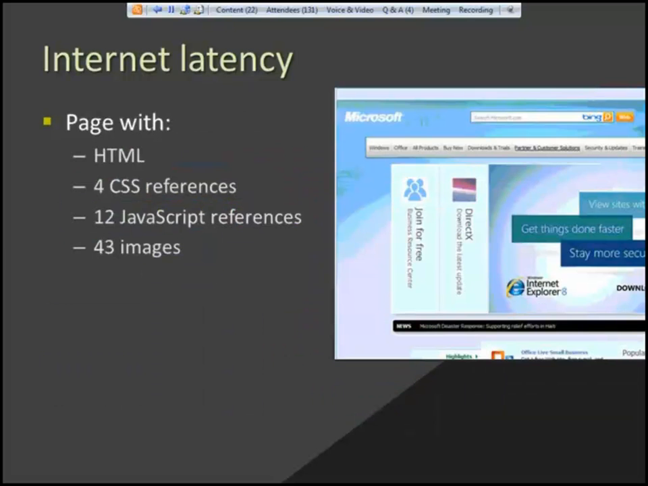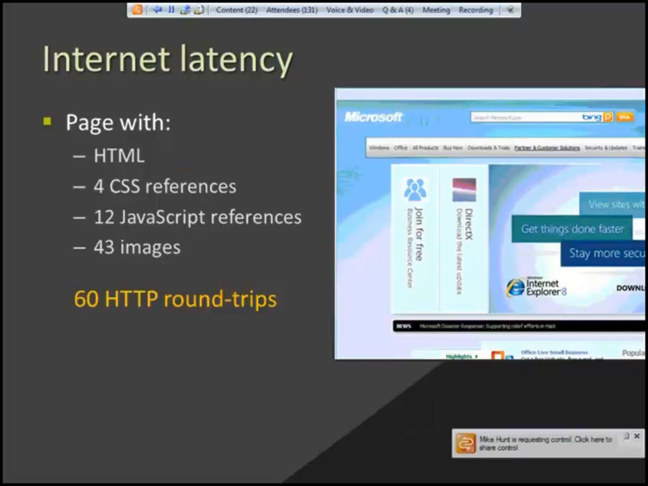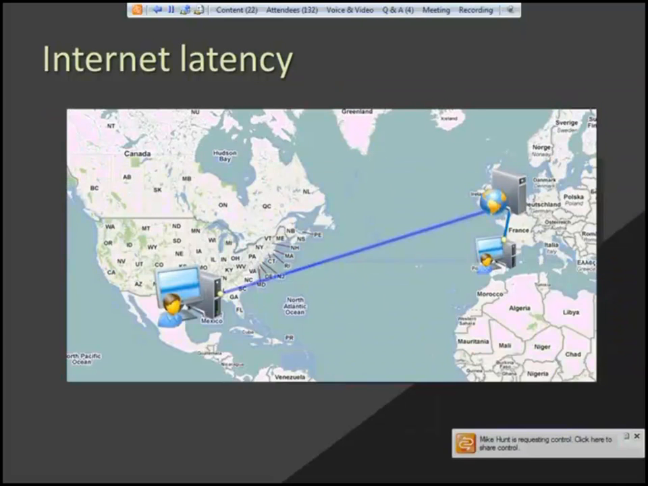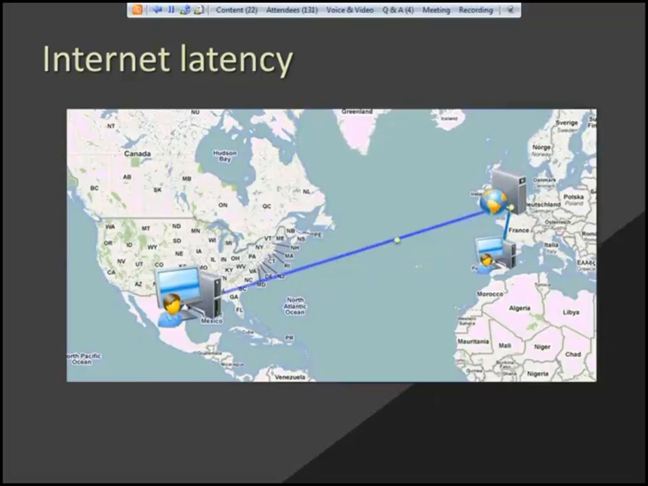So let's take Microsoft.com, a page with HTML, 4 CSS references, 12 JavaScript references, 43 images. That's 60 HTTP round trips. And if you're not close to the server, that can represent quite some distance. Imagine my web server is sitting in London, and I'm visiting it from Houston, and somebody else is visiting it from France. The latency for me is going to be a lot larger than for France. Is it fast? Yeah, we're still talking seconds, but it can be quite a bit when we talk about all the setup and teardown required with HTTP.